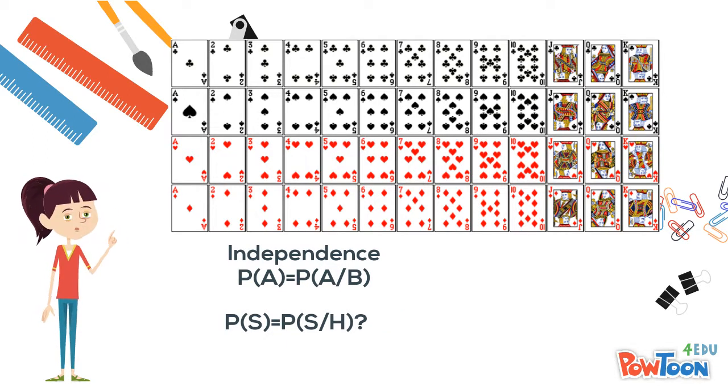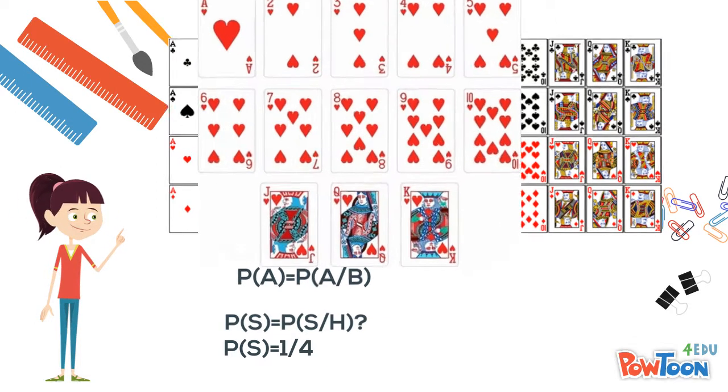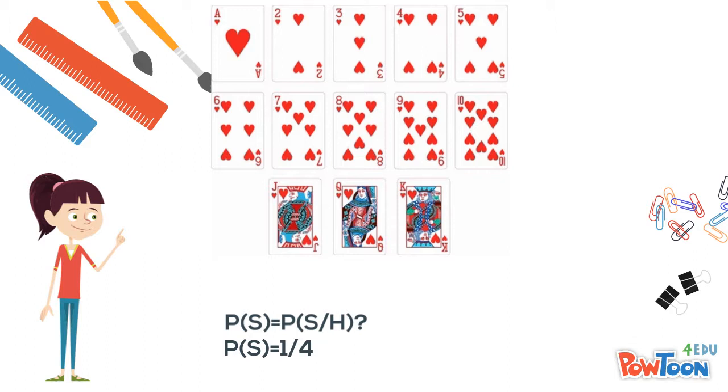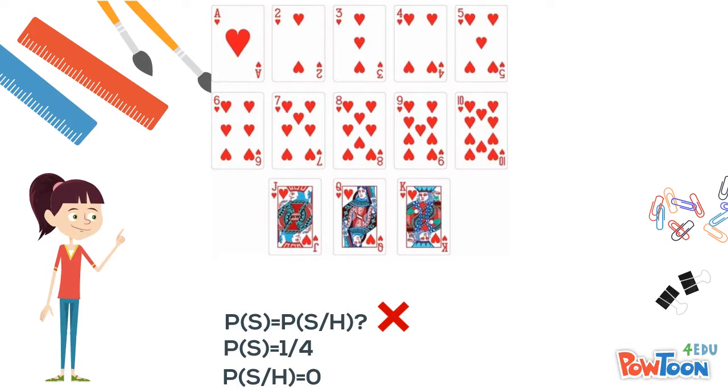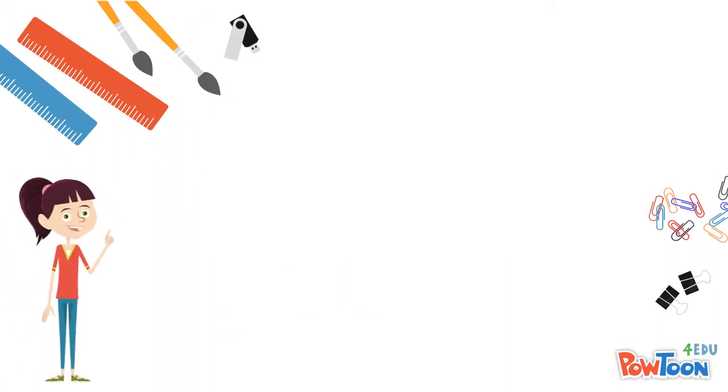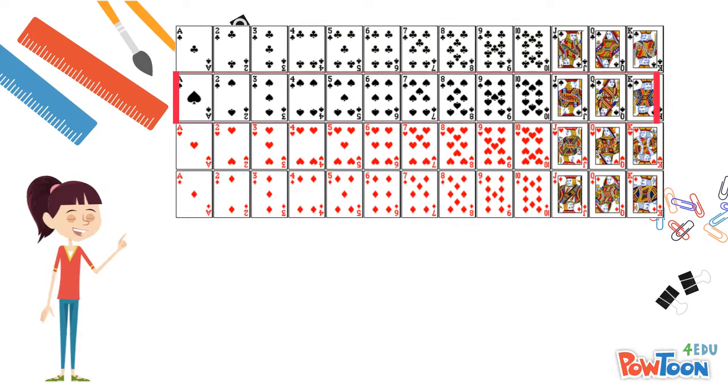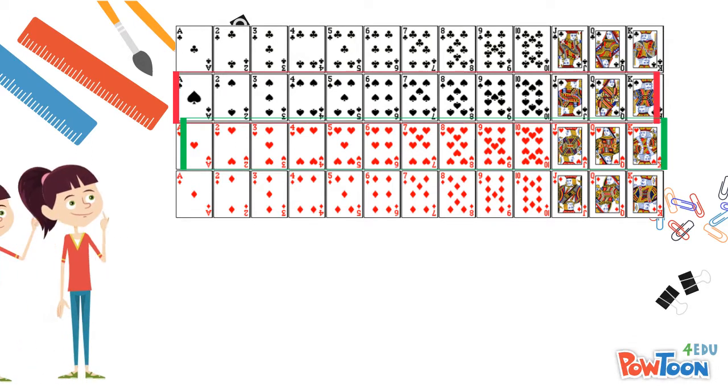When selecting from the whole deck of cards, the probability of drawing a spade is 1 in 4. When drawing from a pile of hearts, which was the condition mentioned before, the probability of drawing a spade is 0, as it's absolutely impossible to draw a spade from a pile of hearts. Thus showing that these two events are not independent. We know that drawing a spade and drawing a heart are not independent events. They are, however, mutually exclusive.